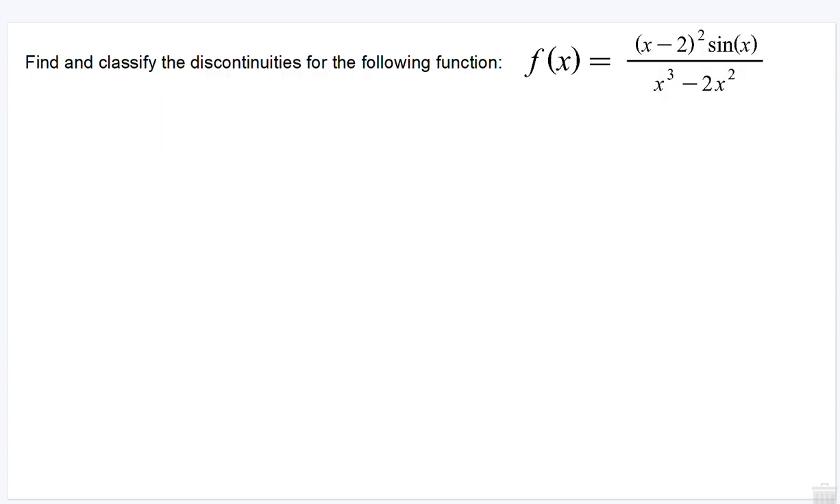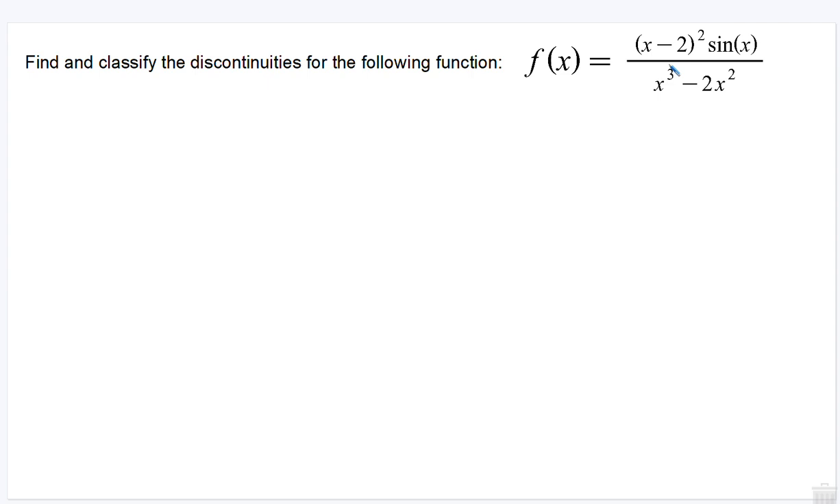So let's take a look at another one that looks exceptionally similar, but is just ever so slightly different. Our difference here is in the denominator. We've got x cubed minus 2x squared. Everything else is exactly the same. So we're going to see how this affects this particular problem.